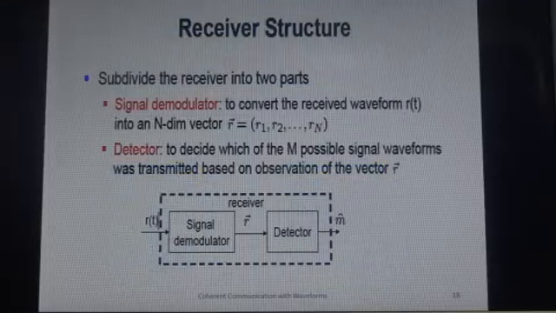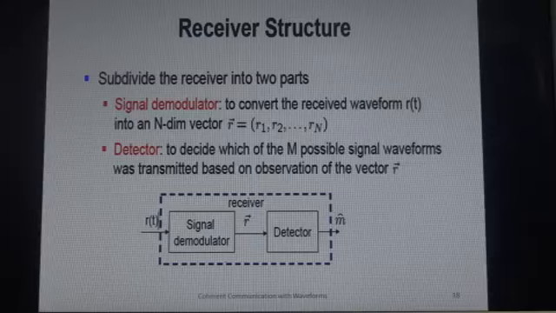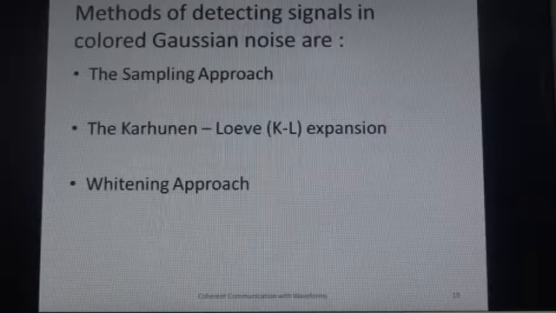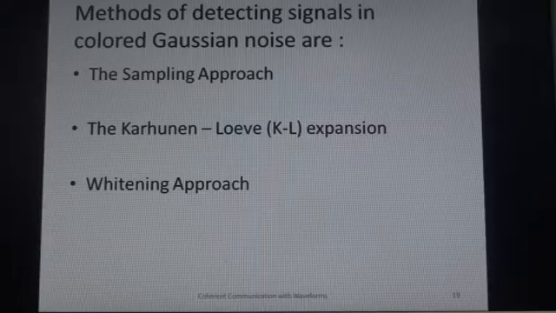We now have the receiver structure for detection in colored noise, which is divided into two parts. One is the signal demodulator, to convert the received waveform r(t) into an n-dimensional vector. The detector decides which of the n possible signal waveforms was transmitted based on the observation. There are three methods of detecting signals in colored Gaussian noise: the sampling approach, the Karhunen-Loève (KL) expansion, and the whitening approach.